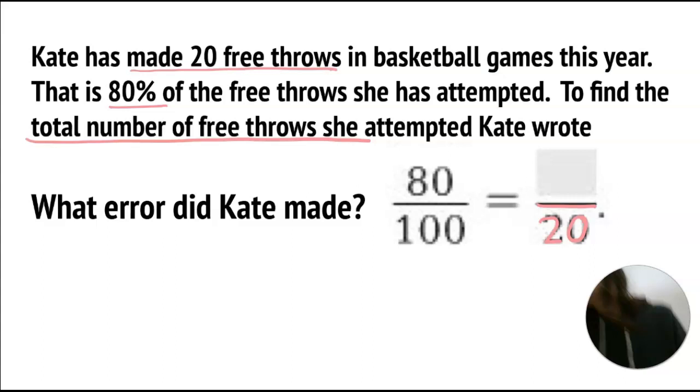It even tells you that it's asking for what is the total number of free throws. So what error did Kate make? She put 20 as the whole amount of attempted free throws when really 20 was just the part that Kate made.